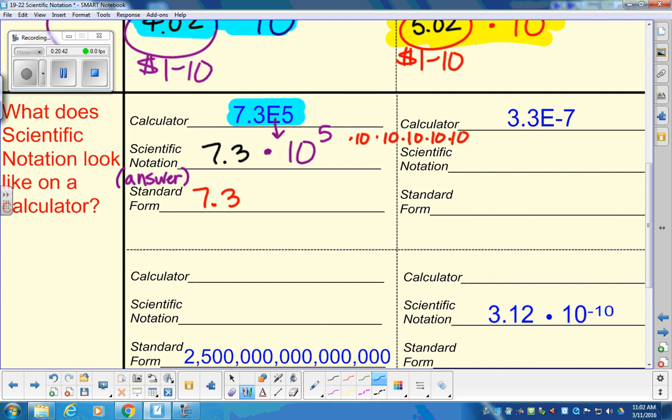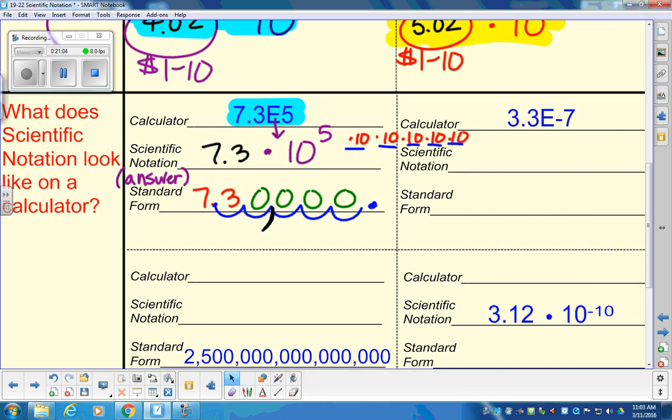When things get bigger, we move them to the right to make them bigger by 1, 2, 3, 4, 5 times because of that power. So we're going to take the decimal, move it times 10, 2, 3, 4, 5, lock it in. So my new answer in standard form is really this answer here. And if I represent commas as the thousands place, that's 730,000. So those are the 3 ways that you'll see things.